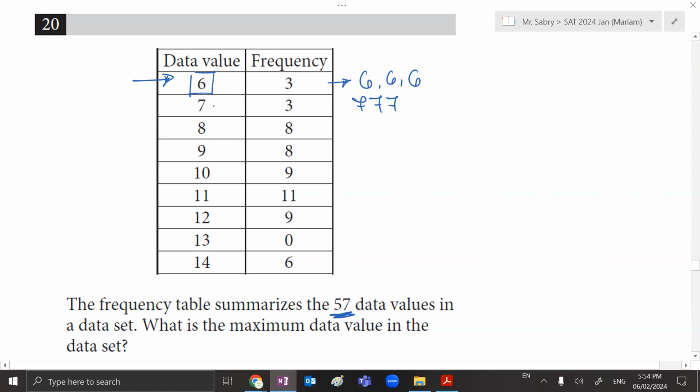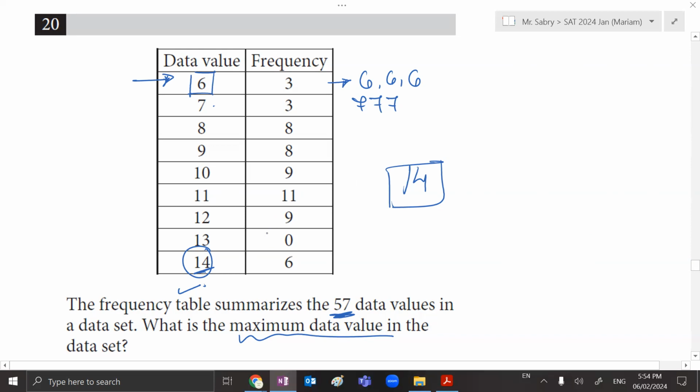The frequency table summarizes 57 data values in a data set. What is the maximum data value in the data set? I think we just multiply data value by its frequency. No, it's way simpler. The maximum data value: take the highest data value. What is it? 14. That's it. You see how easy it is? They're just confusing you with the frequency, as they want to know the maximum data value. The biggest is 14.